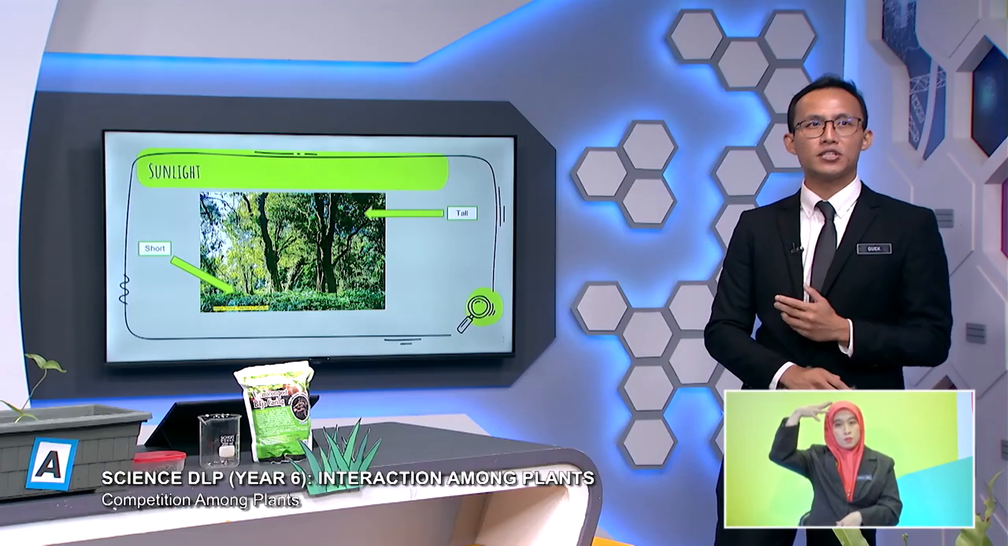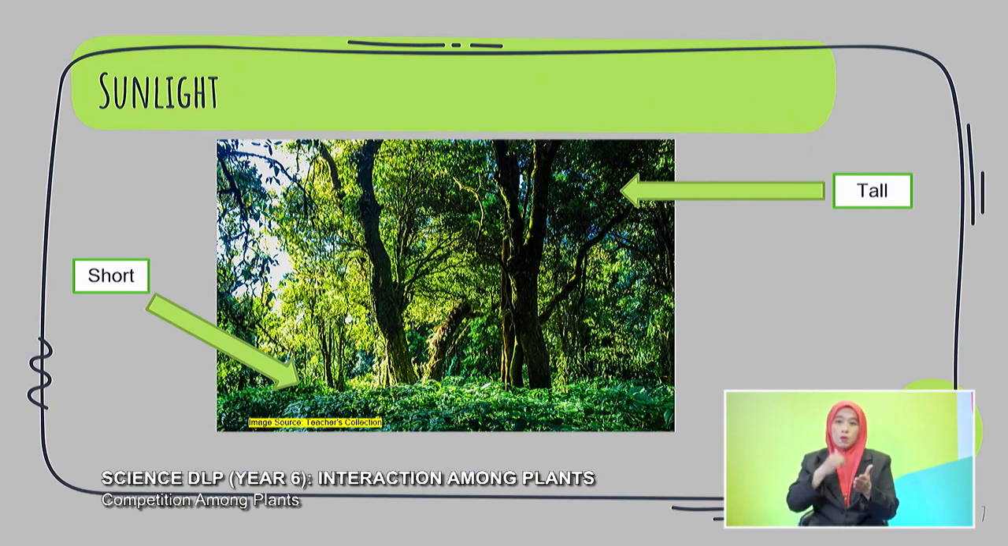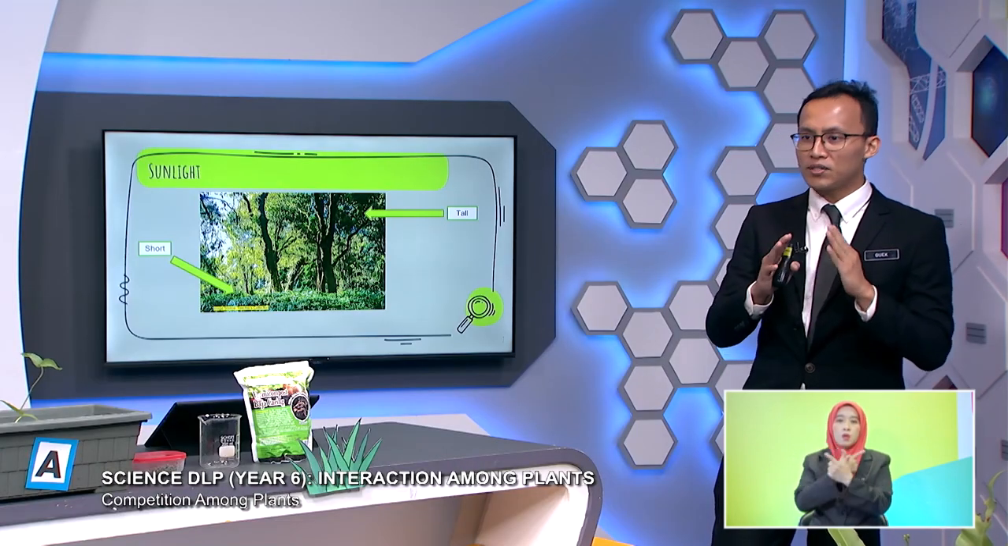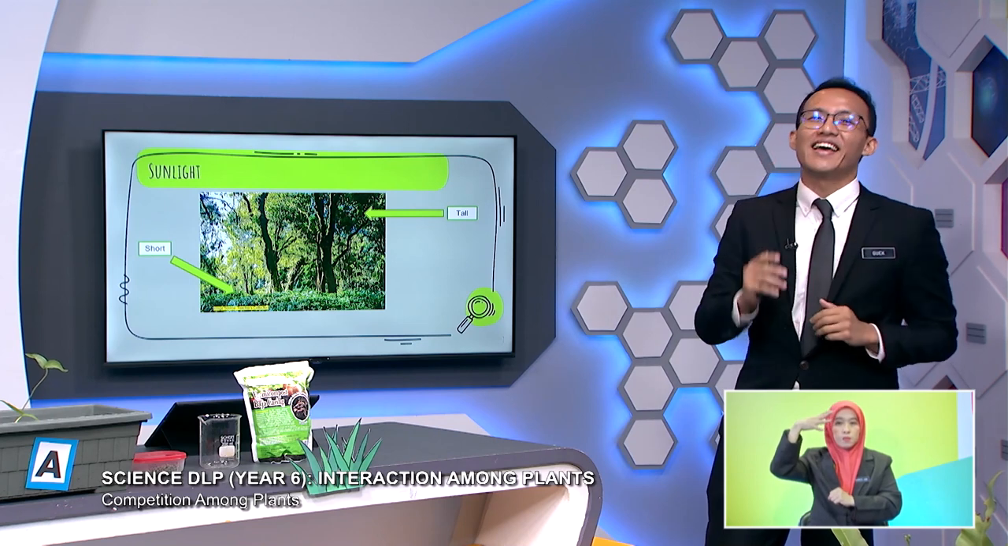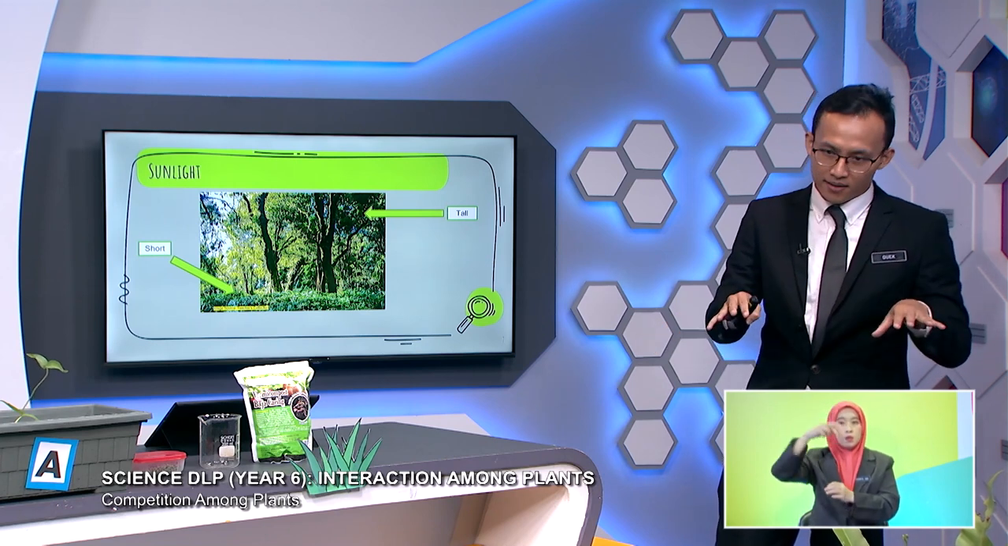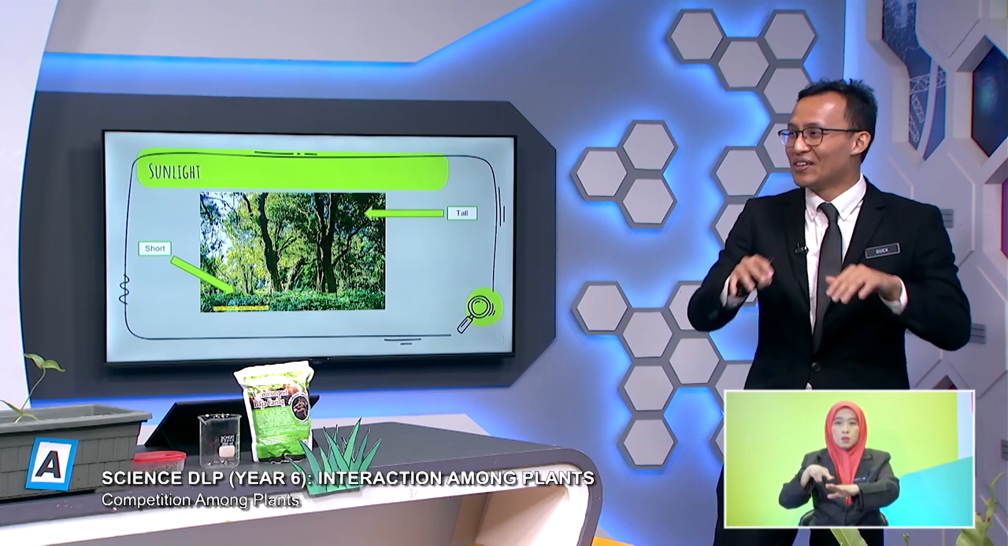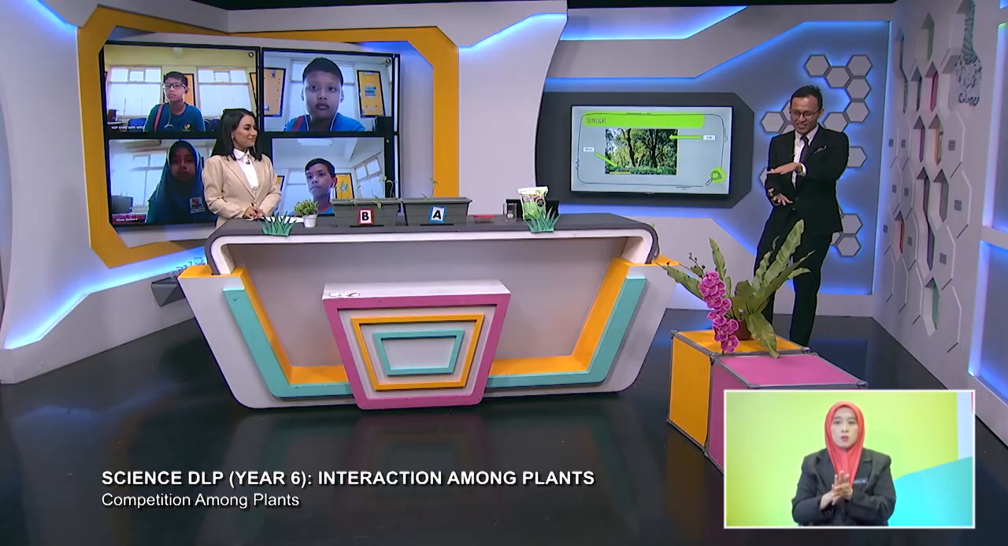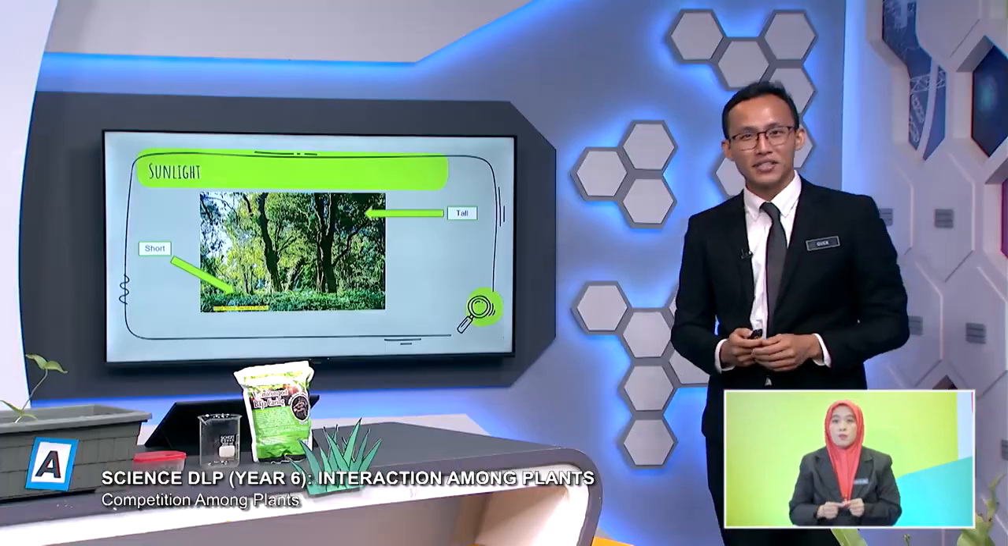Okay, next is sunlight. So Shafika, if you look at this picture, what do you see? I see trees, but I also see different heights of trees. Yes. So this is the forest or the jungle. In the jungle, you will usually see trees that are really, really high up, or really stunted. The trees that are really high up, they usually compete for sunlight. They'll race to the top, see who can get more sunlight. And those trees which are stunted, they gave up. They adapt to the surroundings and decide, not worth my time. So they just stick to the ground.